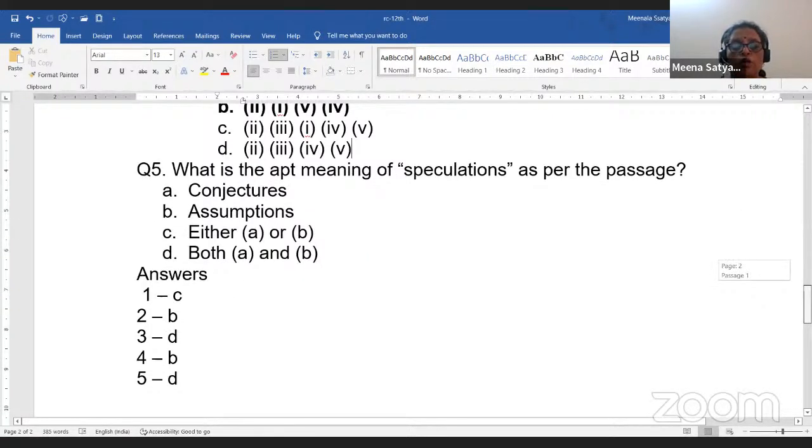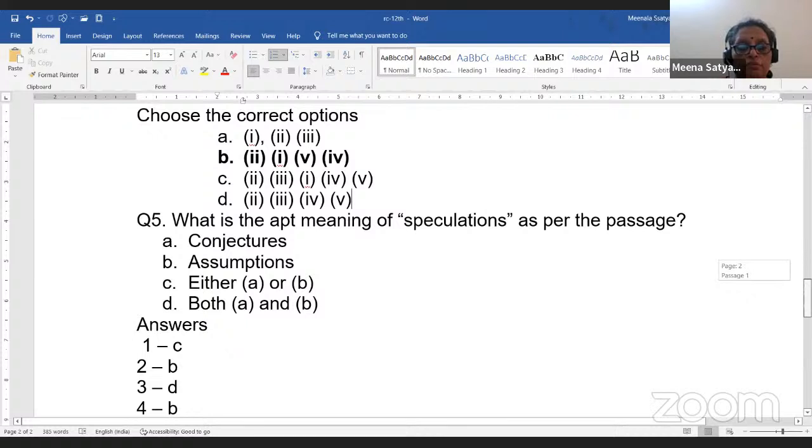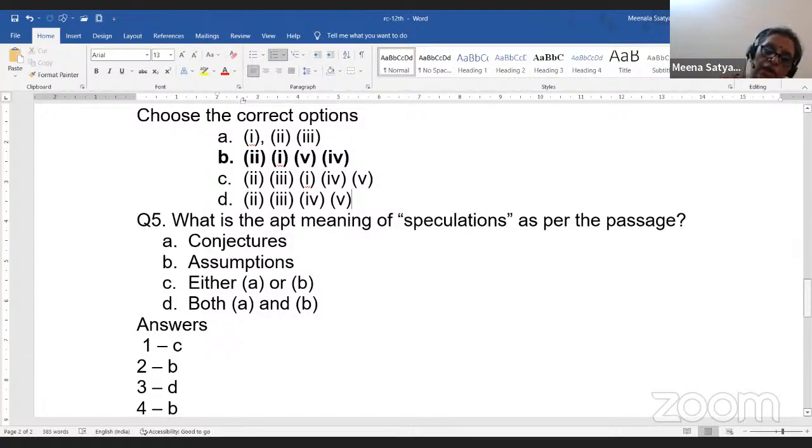Now, what is this? Meaning, apt meaning of speculations as per the passage. Conjectures, assumptions, either A or B, both A and B. So it's very clear. You've got only 2 words. Conjectures or assumptions. What is the apt meaning of speculation as found in the word? You don't have to look at C and D at all because it can be this or that. It can be both A and B.